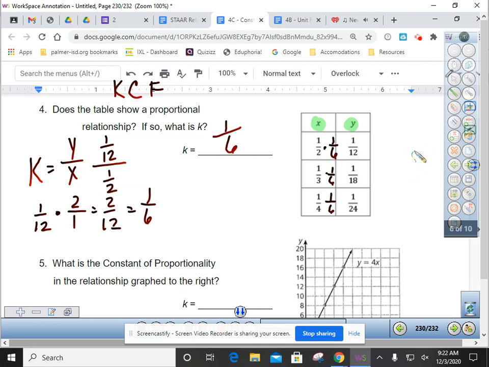Please make sure you write everything I write and not just the answer. You need to know how you got to that answer. Is everybody ready to move on?